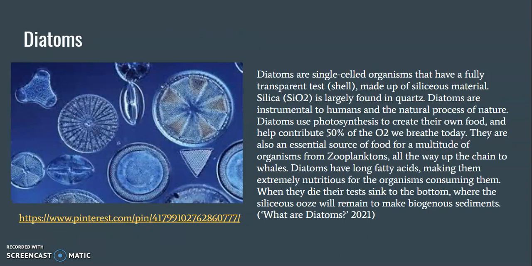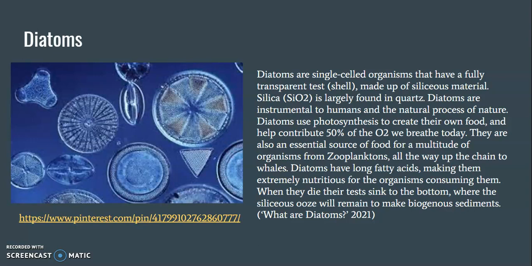So now we'll be talking about diatoms. Diatoms are a single-celled organism that have a fully transparent test, and it's made up of a siliceous material. Silica, SiO2, is largely found in quartz. Diatoms are instrumental to humans and the natural processes of nature, in that diatoms use photosynthesis to create their own food and help contribute 50% of the O2 we breathe today.